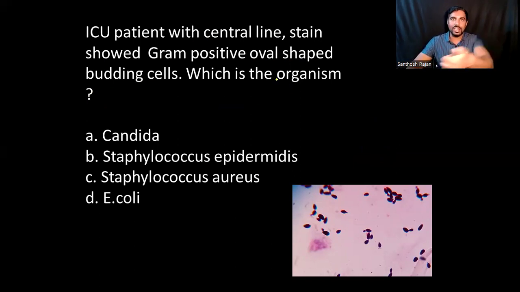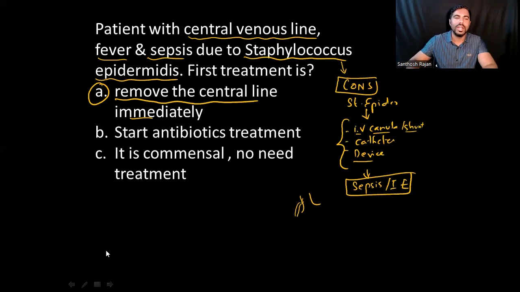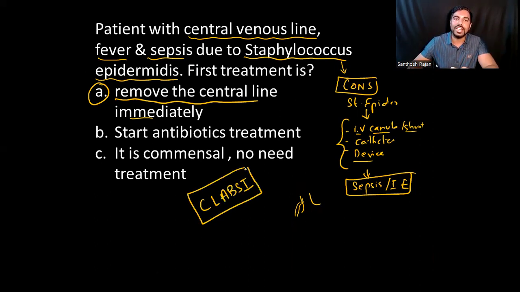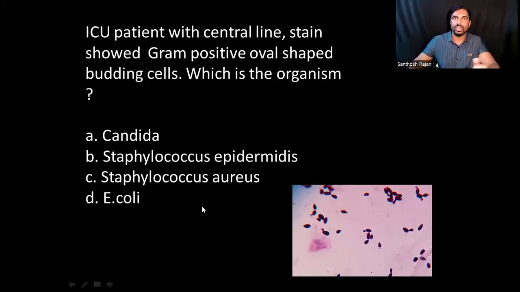The one given here is basically a case of what? We call it CLABSI, central line associated bloodstream infection. Okay, central line associated bloodstream infection. Next time you might get a CAUTI, that is catheter associated urinary tract infection. So nowadays we will discuss more hospital-acquired infections in upcoming exams, so just be careful.